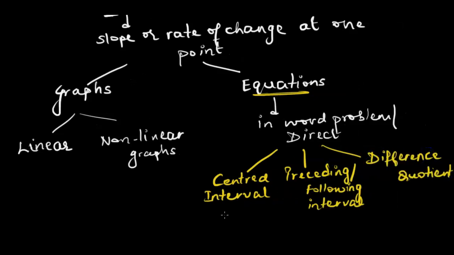One is called centered interval, one is called preceding and following interval, and the other is called difference quotient. We can represent these with acronyms. Centered interval is CI, preceding interval and following interval can be represented as the PI/FI method, and difference quotient can be represented as the DQ method. We will be taking up all of these methods one by one. Let's first talk about graphical questions.